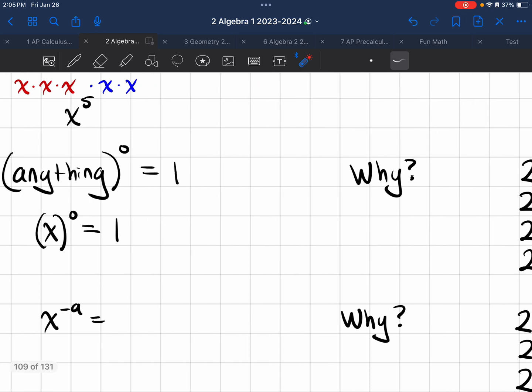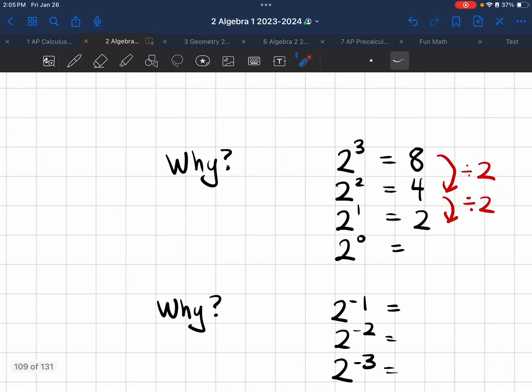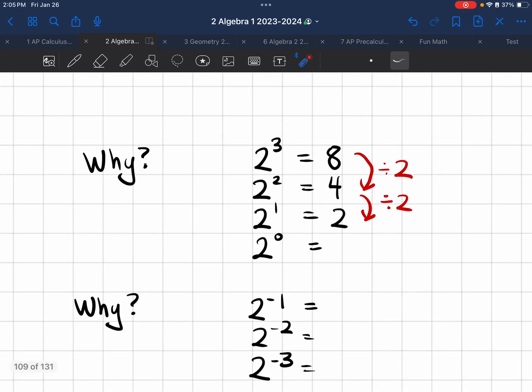So my question here is why? Why is anything to the power of 0 1? And the general answer is because it works and it's consistent. Check out this pattern. I have 2 to the power of 3, to the power of 2, to the power of 1, to the power of 0, and I'm going to look for patterns over here. 2 to the power of 3 is 8, 2 to the power of 2 is 4, 2 to the power of 1 is 2, and notice what's happening.